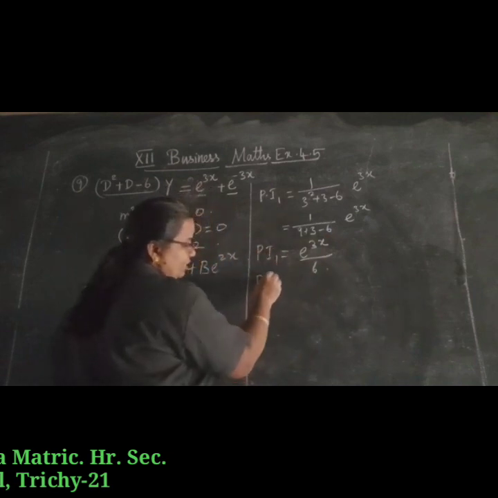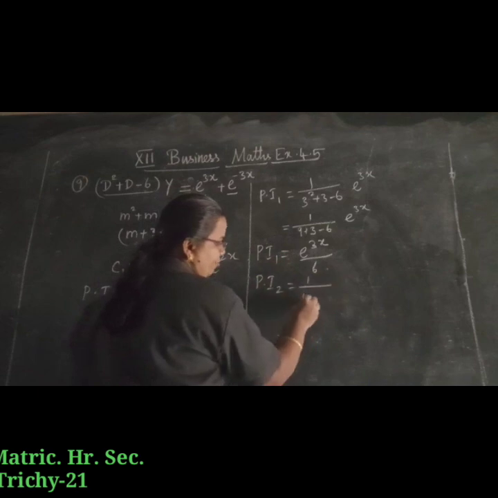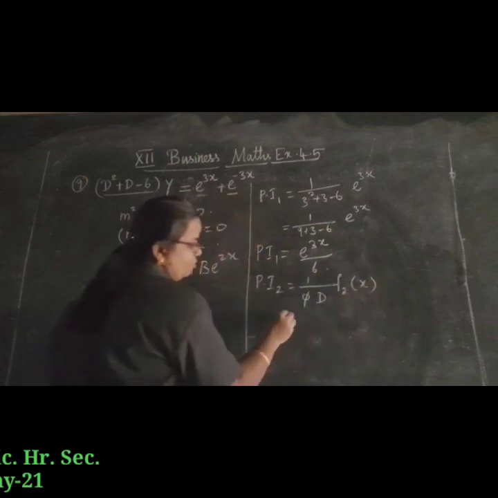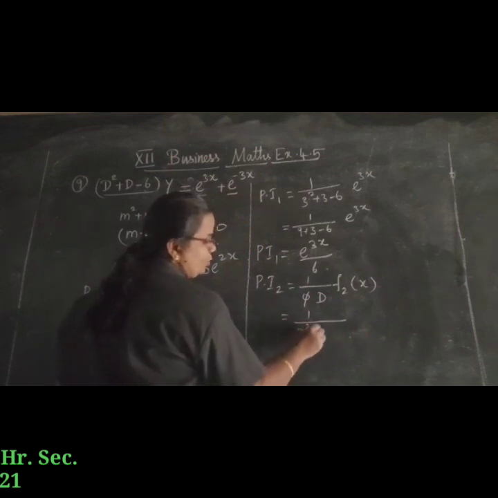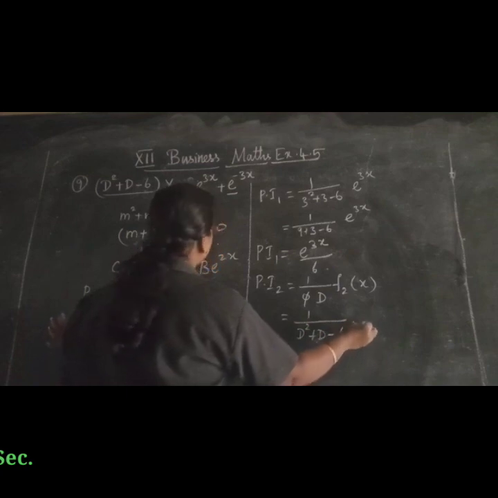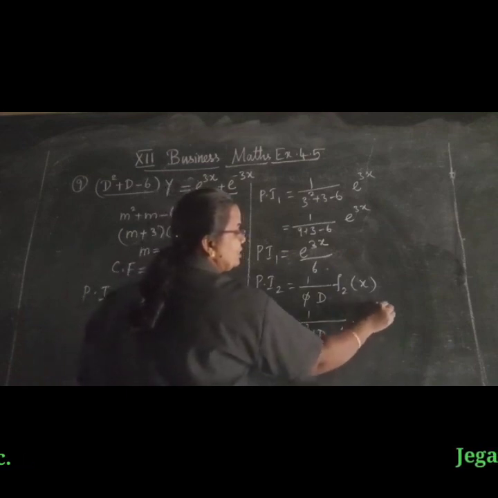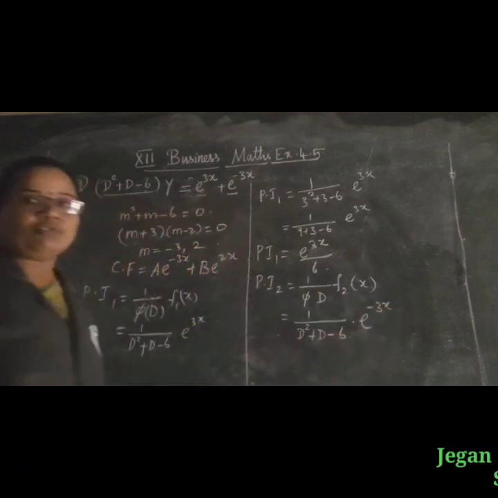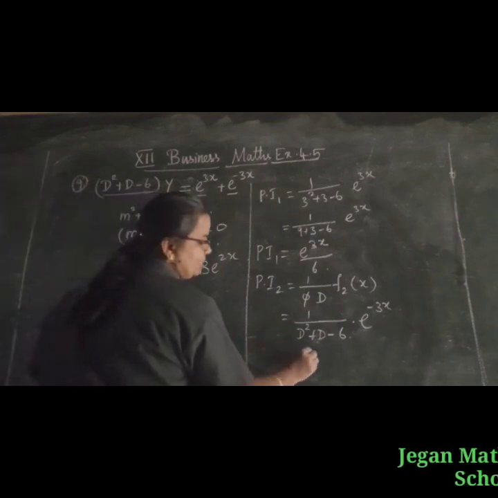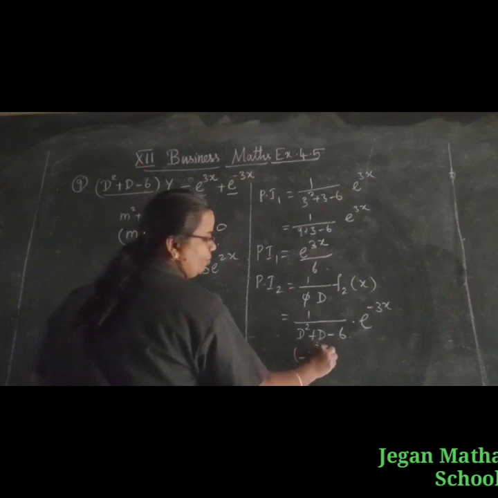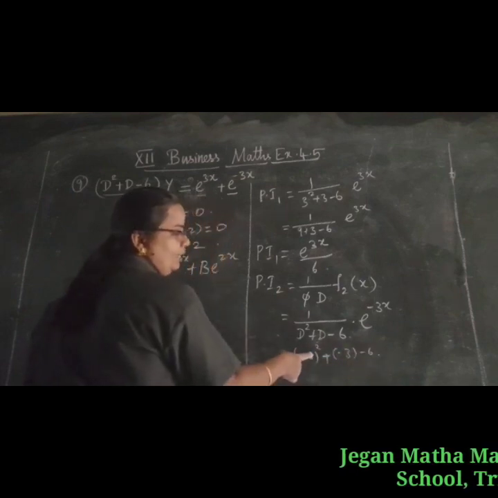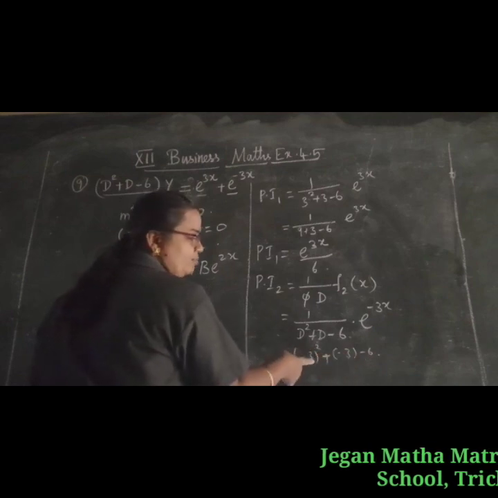And what is particular integral 2? That is 1 by f(D) into f2 of x. So that is equal to 1 by (D squared plus D minus 6) into f2 of x, which is e power minus 3x. So instead of D you have to substitute minus 3. Minus 3 the whole square plus minus 3 and minus 6. Here 9 and minus 9, it comes 0.